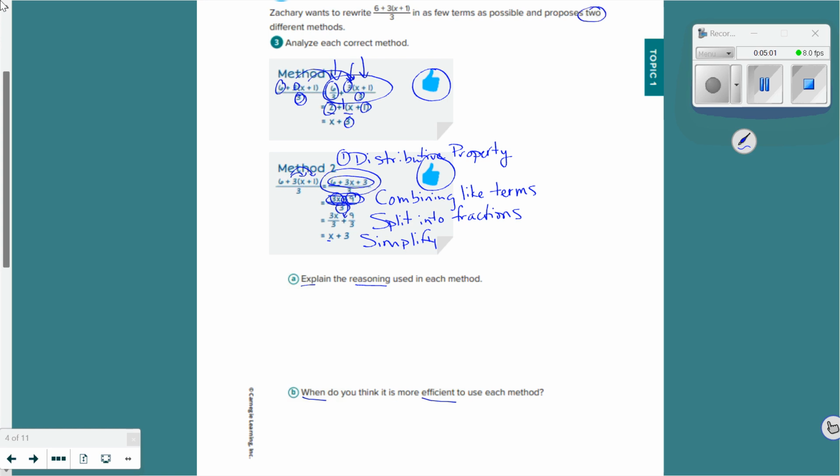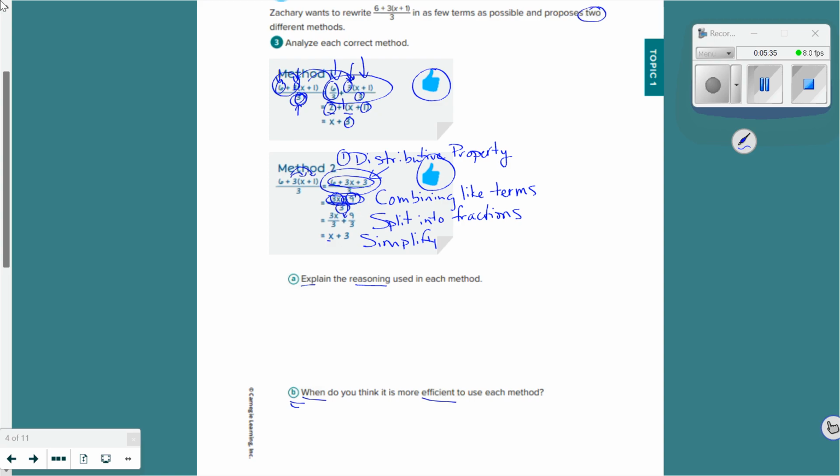The biggest difference in what he did, and this gets to the second part, is that he saw that both of the terms had a number that was easily divisible by the denominator, so he just divided right away. He split it immediately. If they don't both have something that's going to be divisible by my denominator, then you're going to be better off using the distributive property to combine like terms. We'll get to that later in the lesson. So just realize that's the biggest thing.